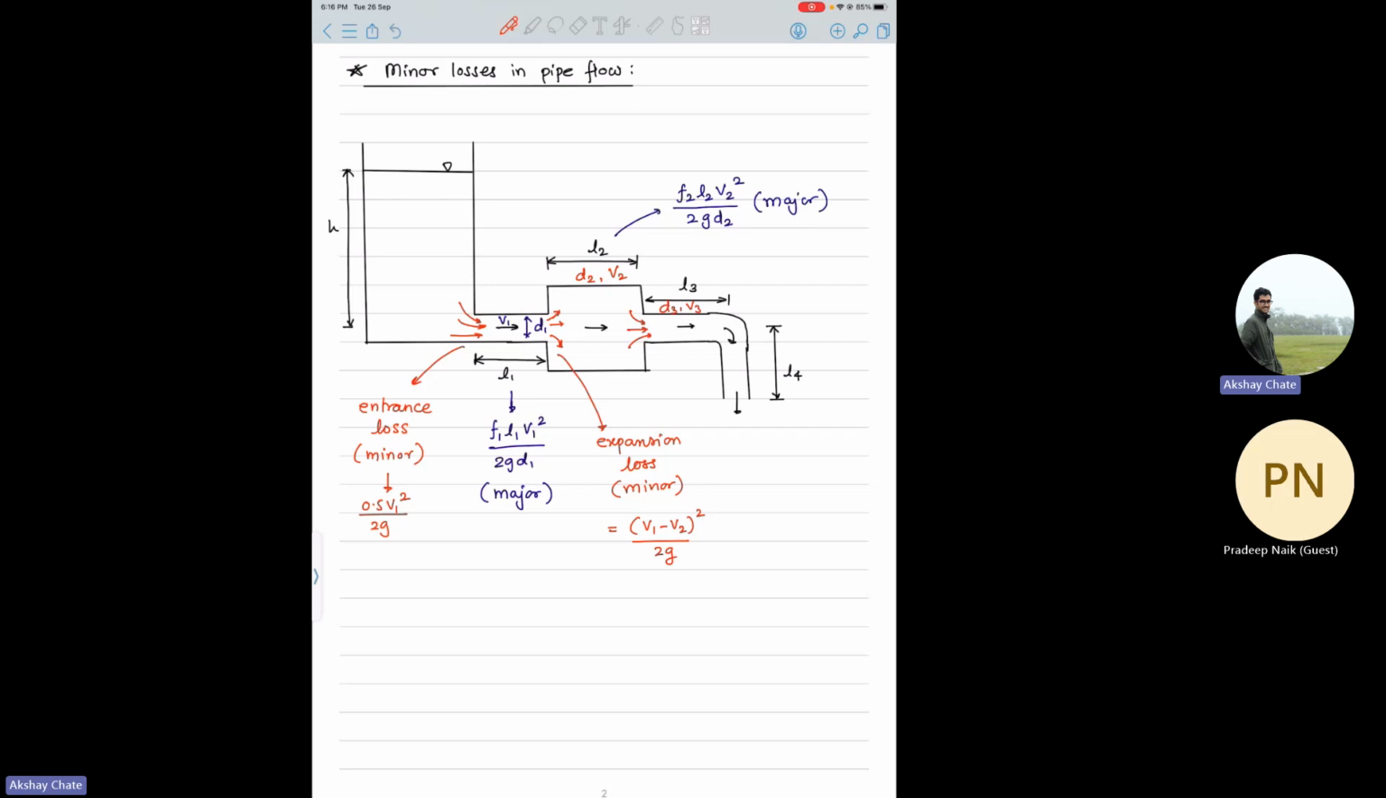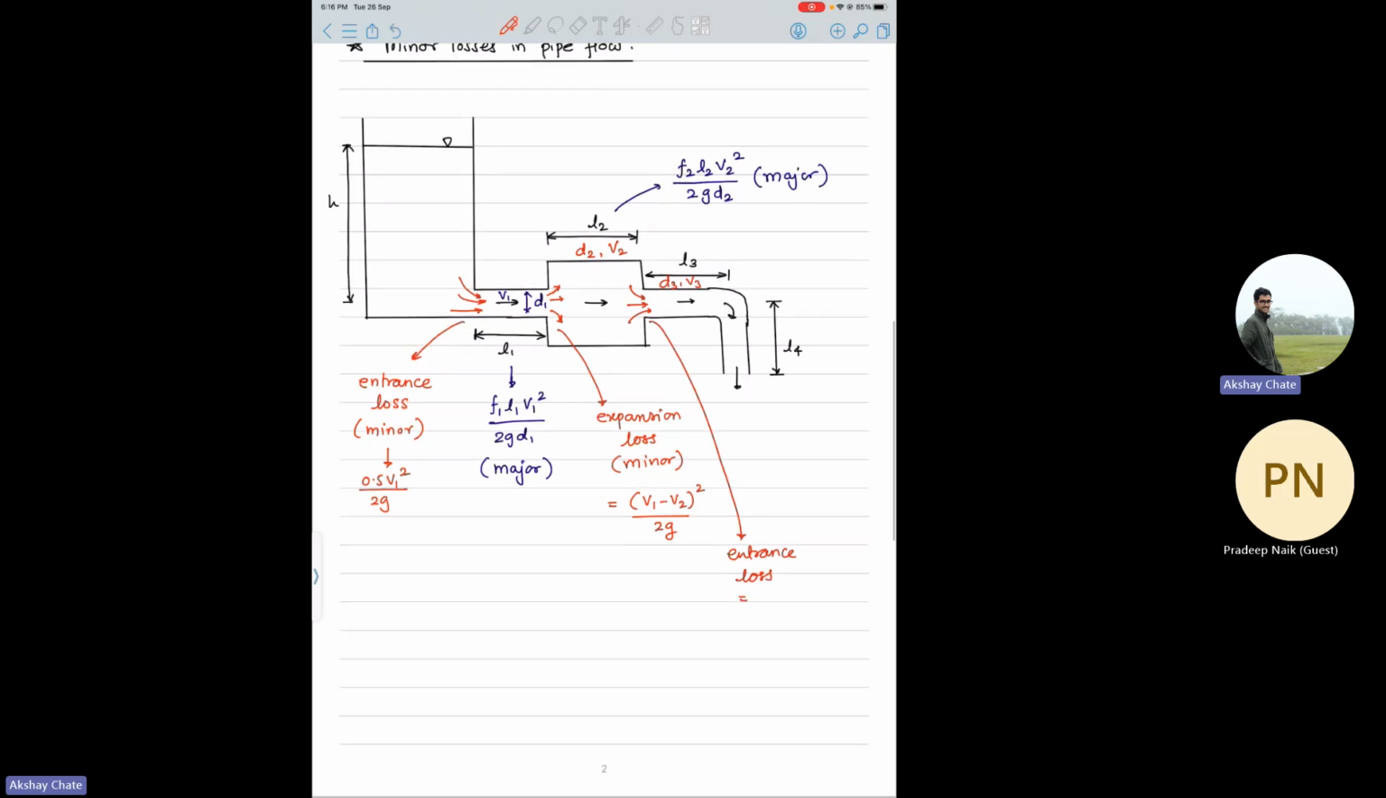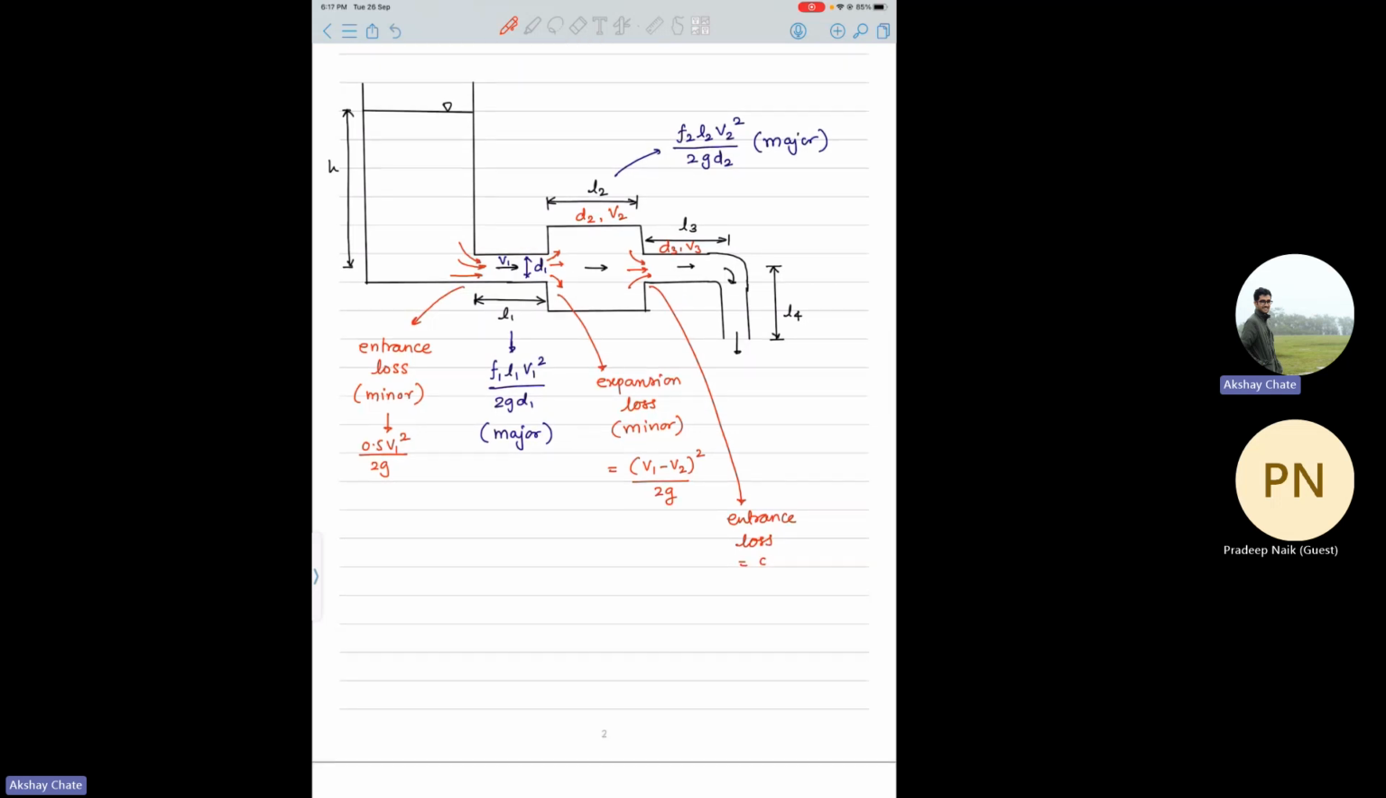So coming back to this, now liquid enters from D2 to D3. Again, there is a contraction loss. So here also you consider one entrance loss, which will be equal to 0.5. Now it is entering into the D3 section, so it will be V3 squared by 2g. Wherever it is entering, that velocity you have to take.